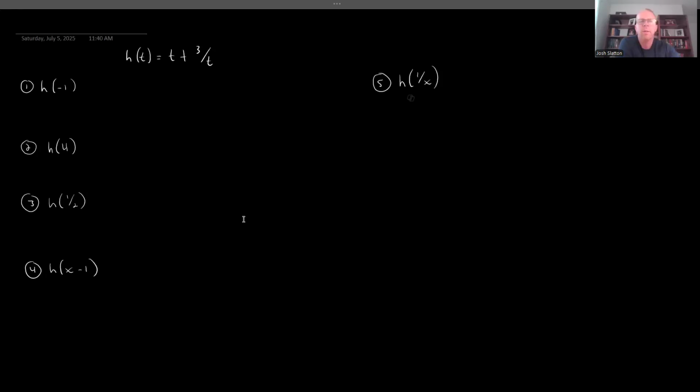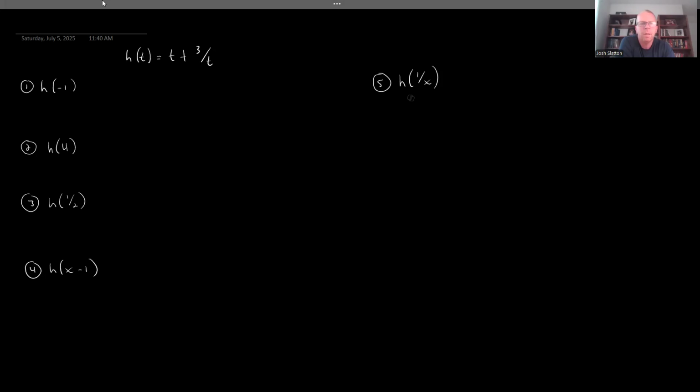All right, so today's pre-calculus problem, we have this function. H of t is t plus 3 over t. And then we need to find these different values of the output, the values of the function in different places. So we have h of negative 1.